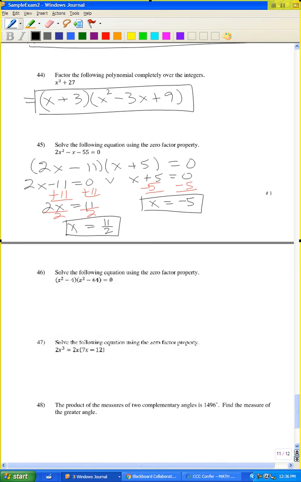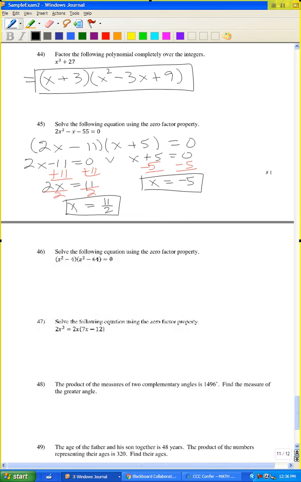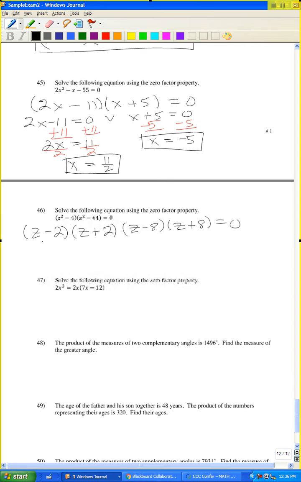Solve the following using zero factor property. Well, let's factor x squared minus 4. Again, it's a special product formula. It's a difference of squares. z minus 2, z plus 2. z squared minus 64, again special product formula, difference of squares. z minus 8, z plus 8, equals 0. Set each factor equal to 0, solve for z.